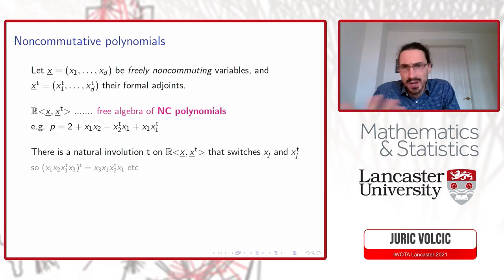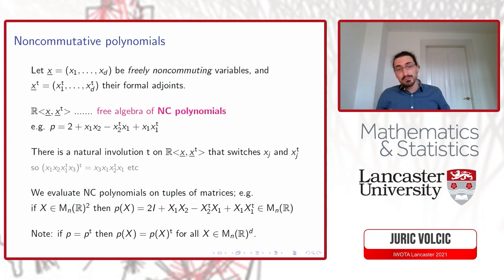There's a natural way to add expressions like that and a natural way to multiply them. There's also an involution, so that's a free algebra with involution. What's the involution? The involution switches xj and xj transpose, and because it's an involution, it reverses the order of multiplication. So here we have a little example.